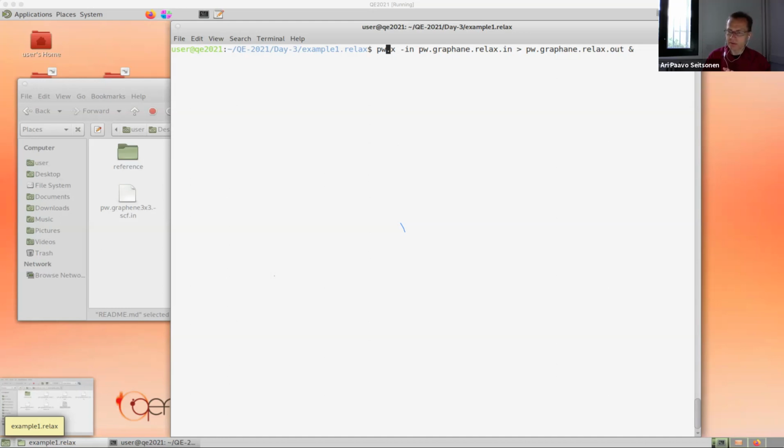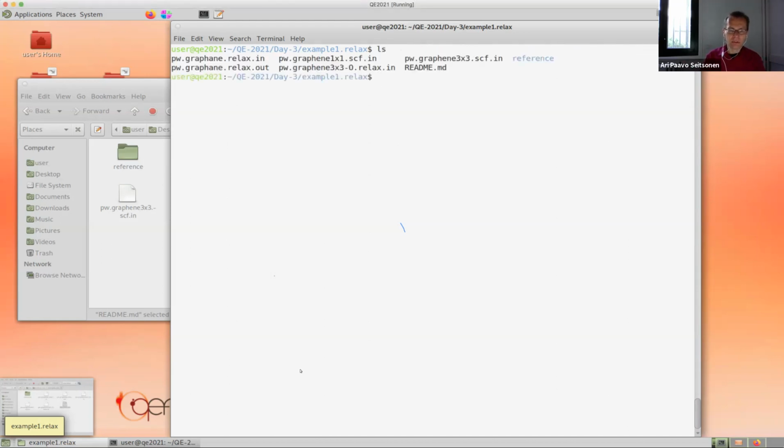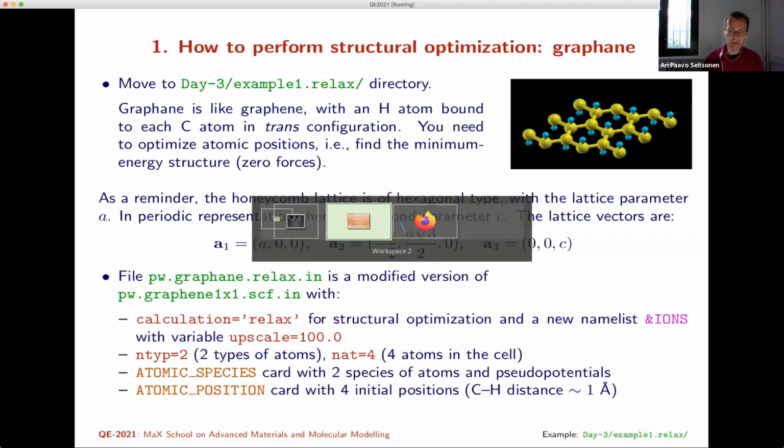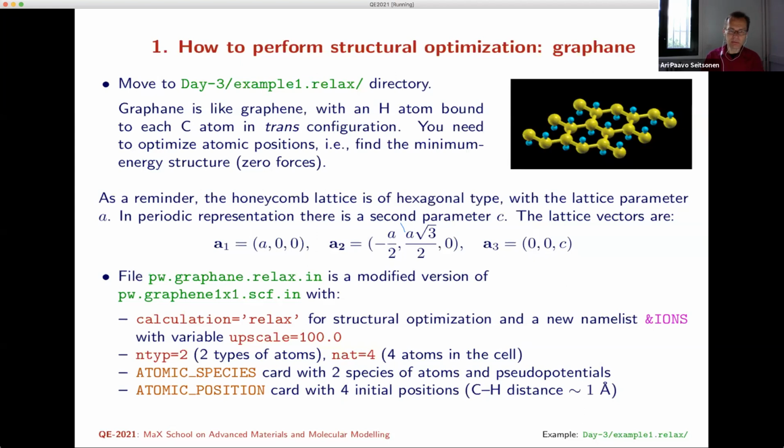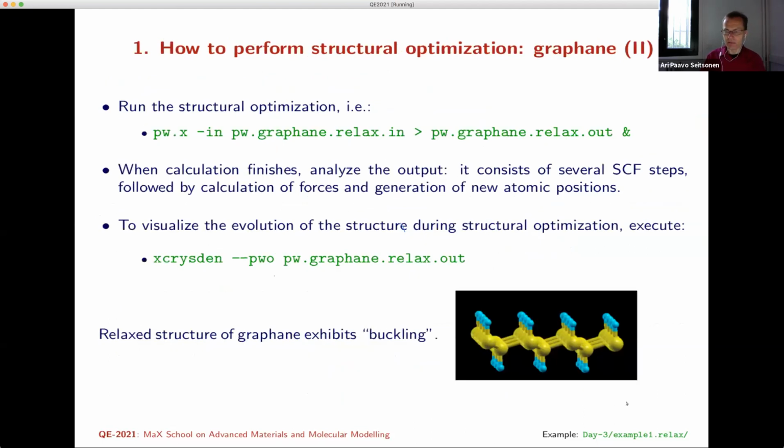So now I hope everyone has finished the first exercise. I see now there's someone who has been running the next exercise. I will show. So here was this small explanation. There's an image of this system. And then here was the final geometry.